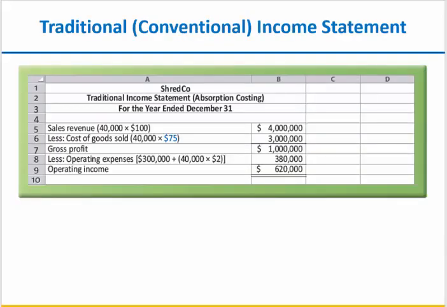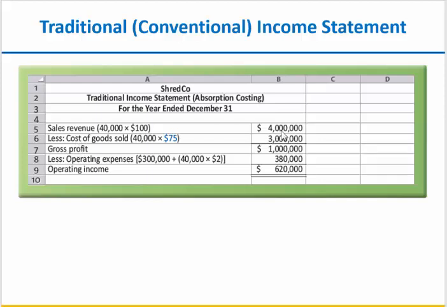So let's take a look at the traditional conventional income statement. Basically, we are looking at absorption costing still, so keep that in mind. This is still absorption costing, which is required by US GAAP for external reporting. All publicly traded companies must use this method.